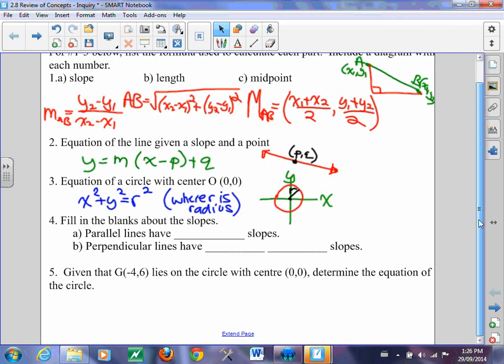Number 4, fill in the blanks about slopes. Parallel lines have equal or same slopes. Perpendicular lines have, remember those two words, negative reciprocal slopes.